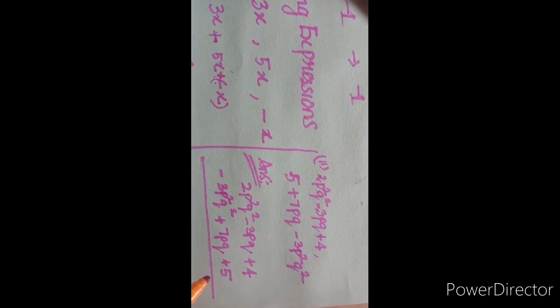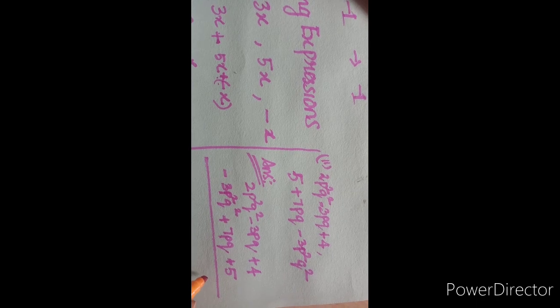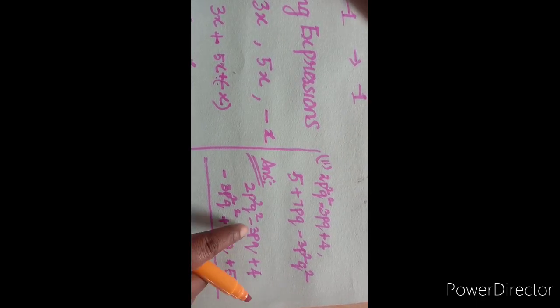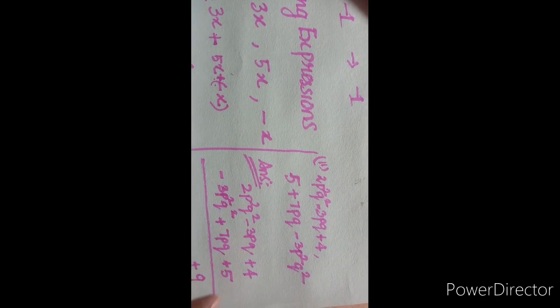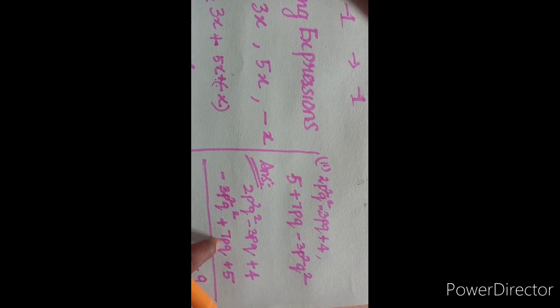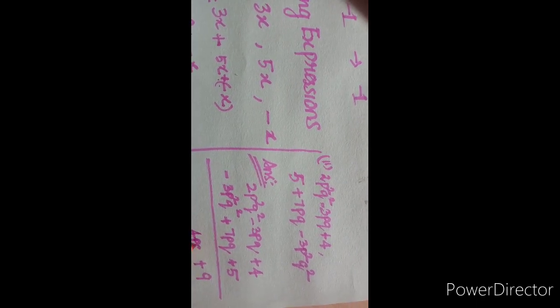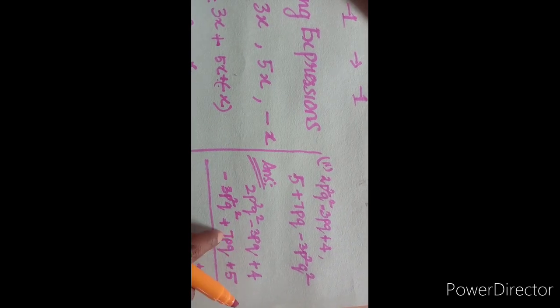Understood? See here, first we can add 4 plus 5, 9, plus symbol only. Here minus is there, here plus symbol is there. We know that plus into minus is minus. We have to subtract it. 7pq minus 3pq. What is the answer? 4pq. The bigger number 7 has plus, so plus 4pq.